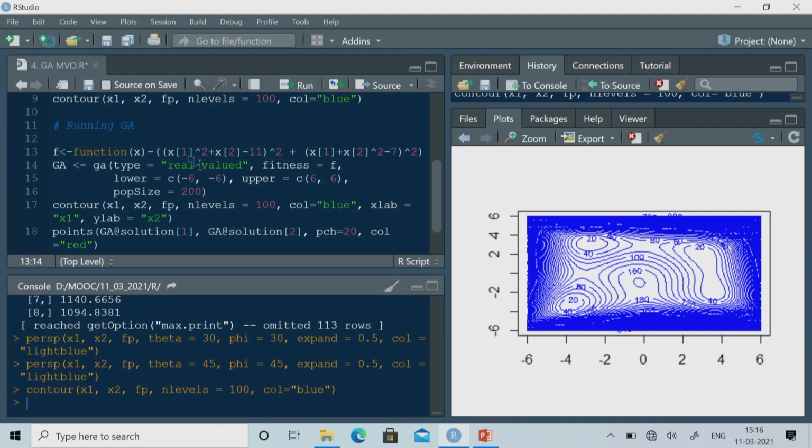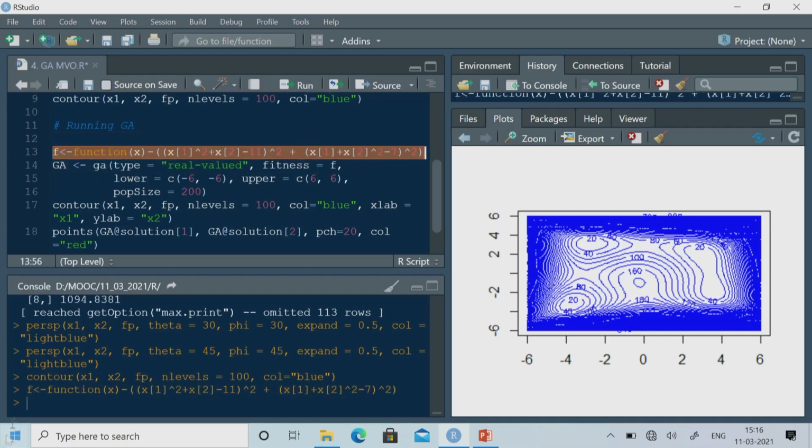So, this is the function of x1 and x2. This is x1 squared plus x2 minus 11 whole squared, plus x1 plus x2 squared minus 7 whole squared. Then this is the function f. So, let us execute this particular line. So, I am getting this particular function.